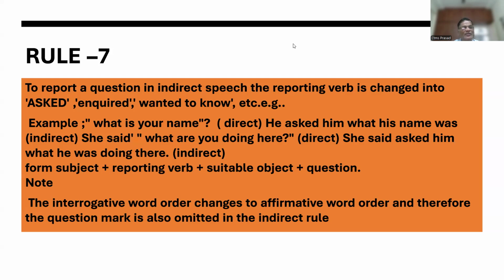This is the seventh rule. To report a question in indirect speech, the reporting verb is changed into asked, required, inquired, wanted to know, etc. Example: "What is your name?" That is in direct speech because inverted commas and a question mark are used. So, he asked him what his name was. Like that, it changes in indirect.